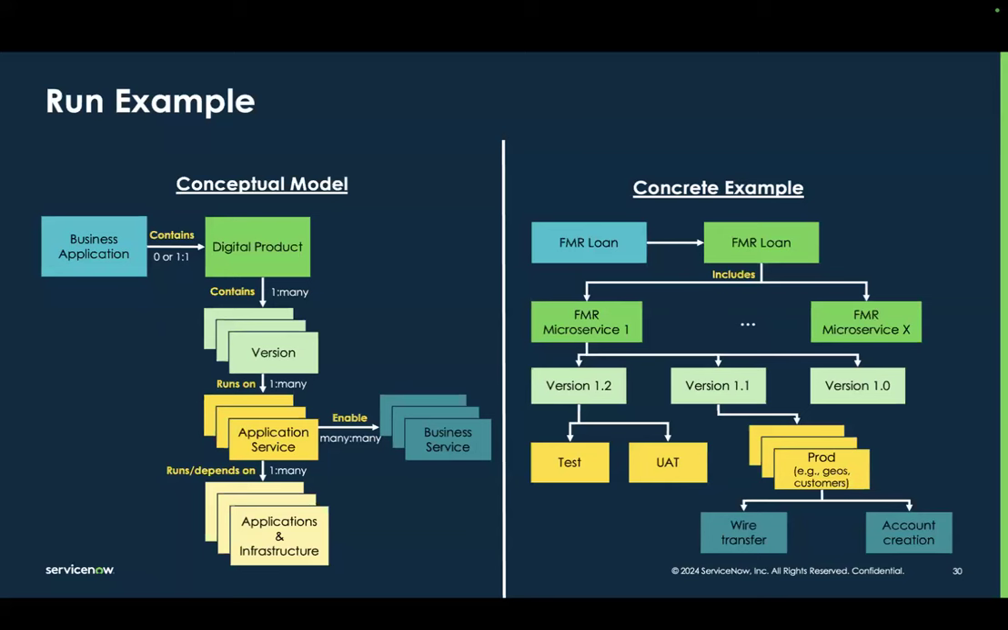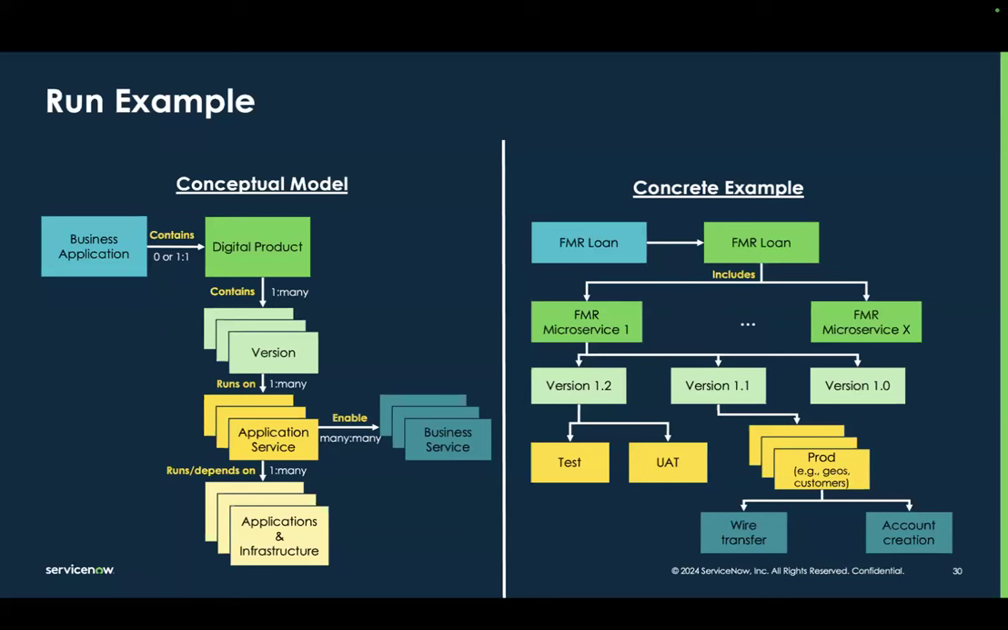In the concrete model, FMR loan has these microservices. Now, for purpose of time, I'm staying at the top level. So again, if that's what you deploy, then that's fine. And it has versions. Those versions have environments that are lower environments. Test and UAT would be lower environments. They should still be app services. The change process should be very simple for them, but they're still app services. Whereas version 1 is running on prod.